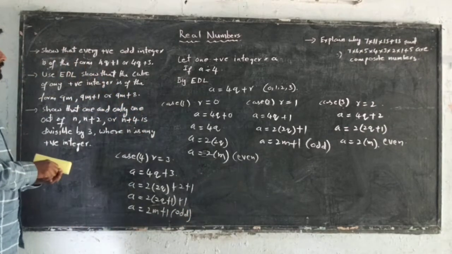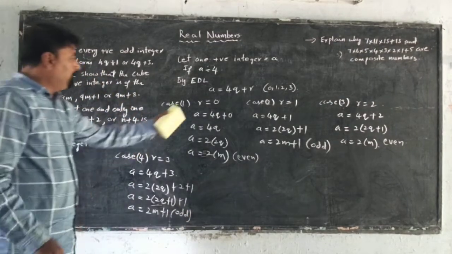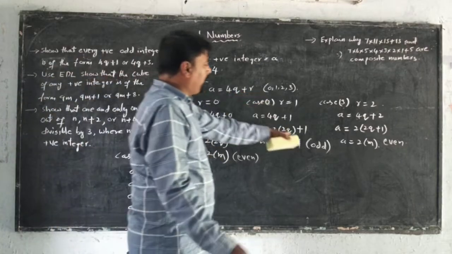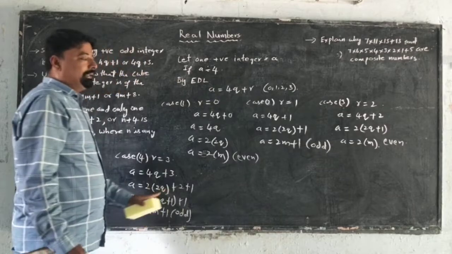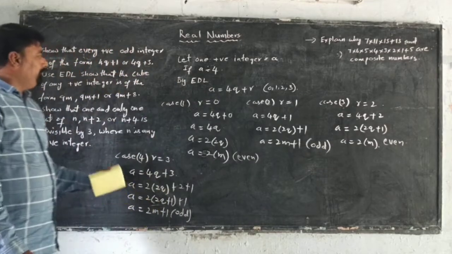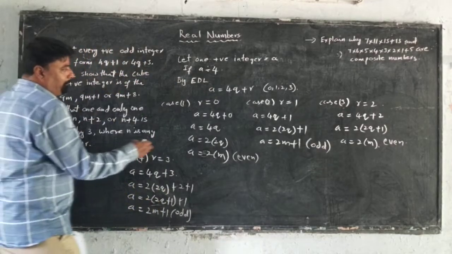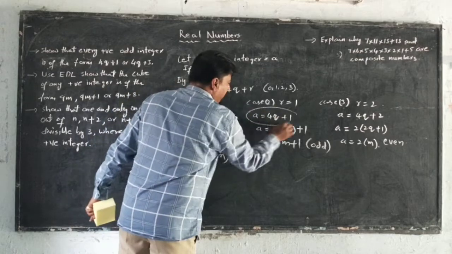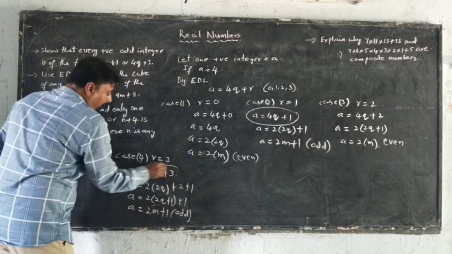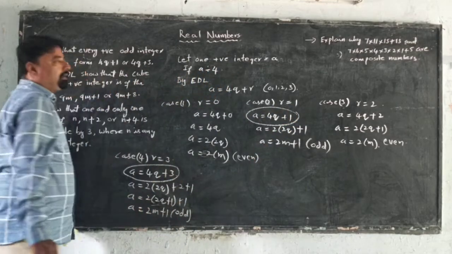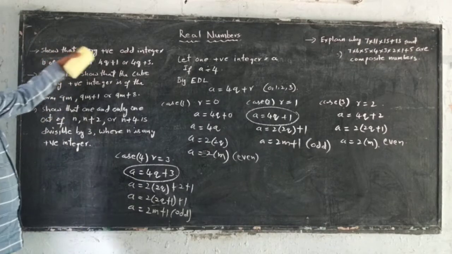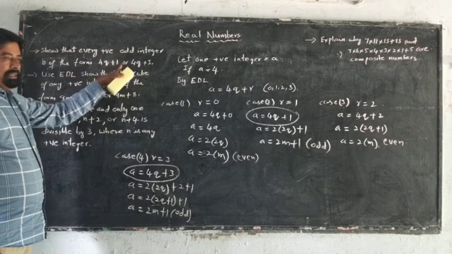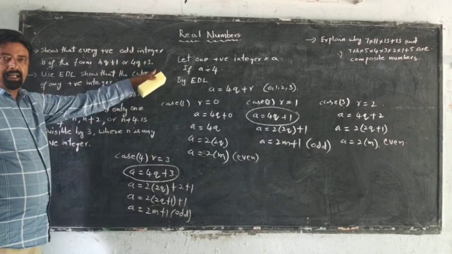So if you observe these four cases, in the first case we got even, in the second case we got odd, in the third case we got even, and the last case we got odd. So in these cases where we got odd, if a number is in the form of 4q plus 1, or in the form of 4q plus 3, we got odd. So according to the statement, 4q plus 1 is odd and 4q plus 3 is also odd.